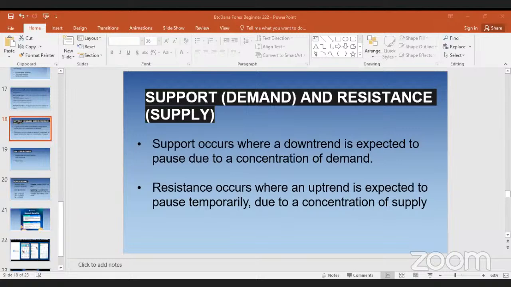So let's continue. I said resistance occurs where an uptrend is expected to pause temporarily due to a concentration of supply. And then I said we're going to do this using our live chart. Now I'm going to share my chart with you guys so that you can see how it is done properly.